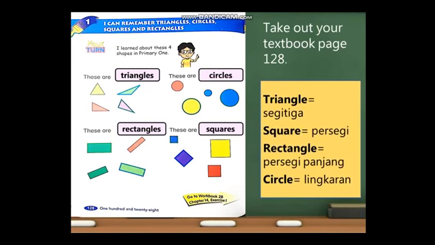Very good. Do you still remember the meaning of triangle, square, rectangle, and circle? Nice. Triangle means segitiga, square, persegi, rectangle, persegi panjang, circle, lingkaran.